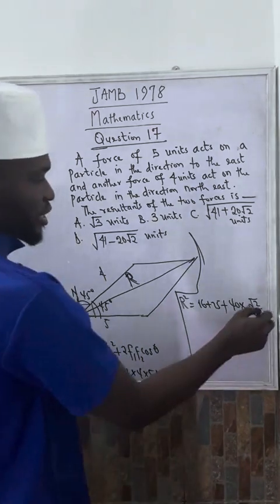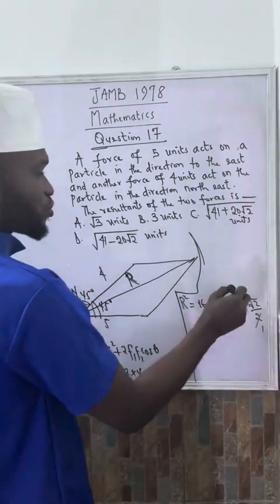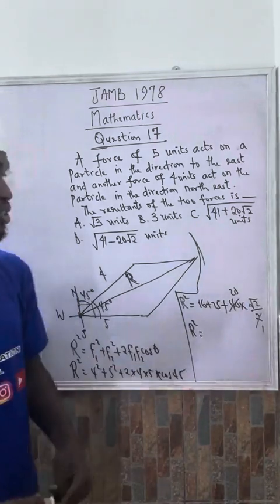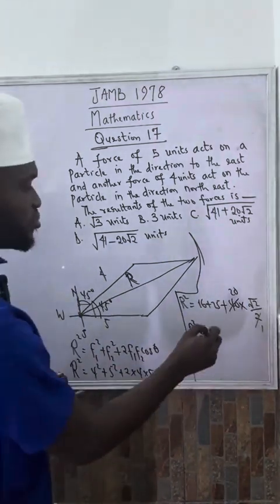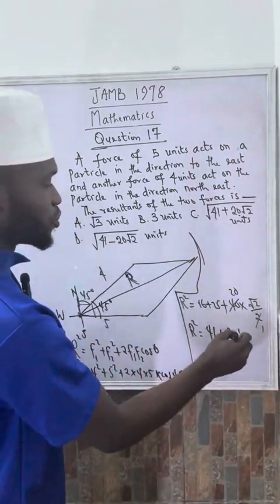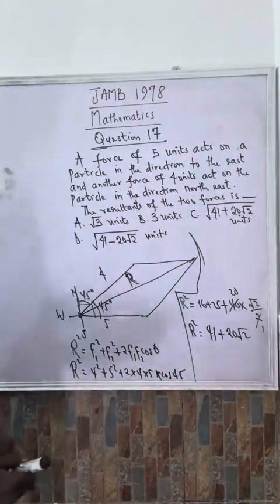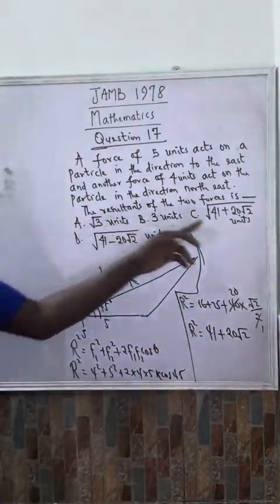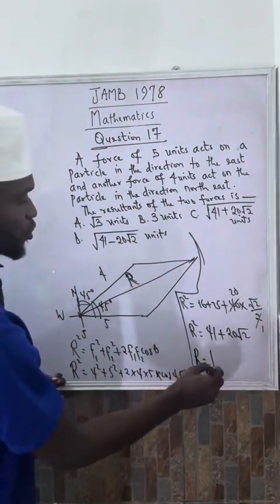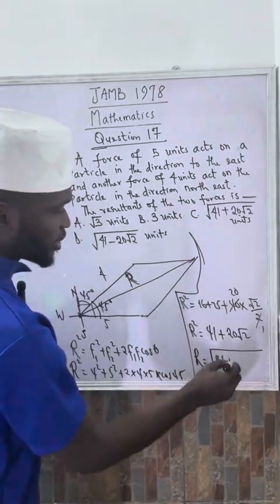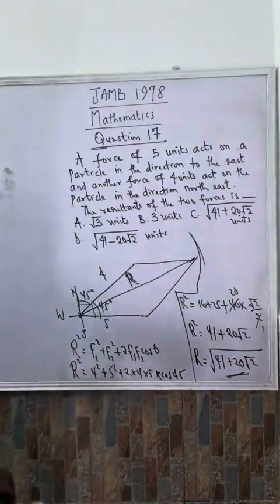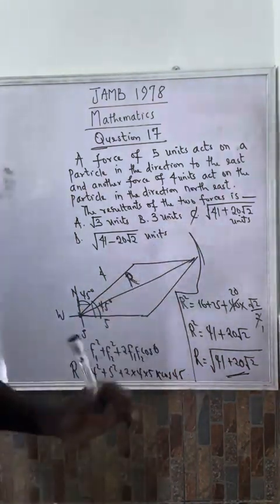So from here, 2 here 1 and 2 here 20. I will have r squared equal to 16 plus 25, which will definitely give me 41, plus 20 root 2. Since our answers are left in short form, I can take the square root of both sides. That means r will be equal to the square root of 41 plus 20 root 2. So if you check the options, you see that option C is the correct answer. Thank you.